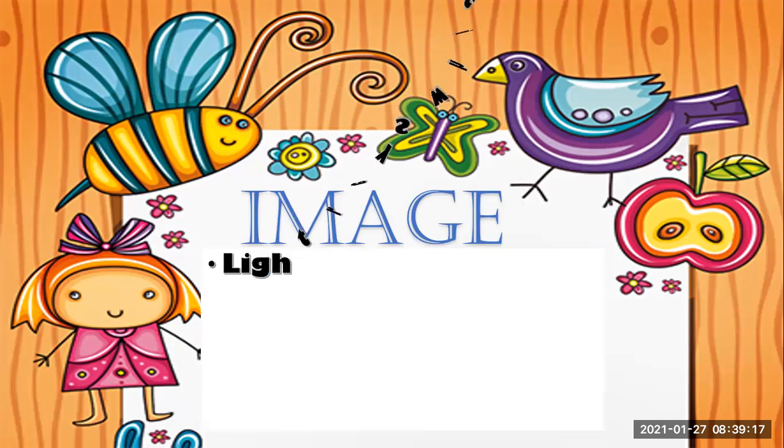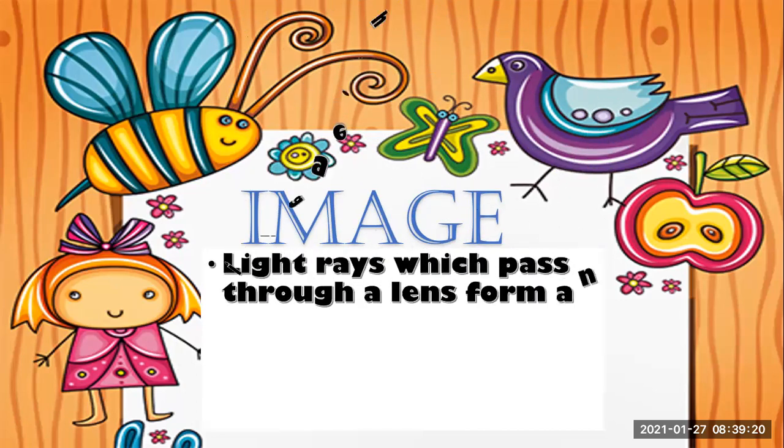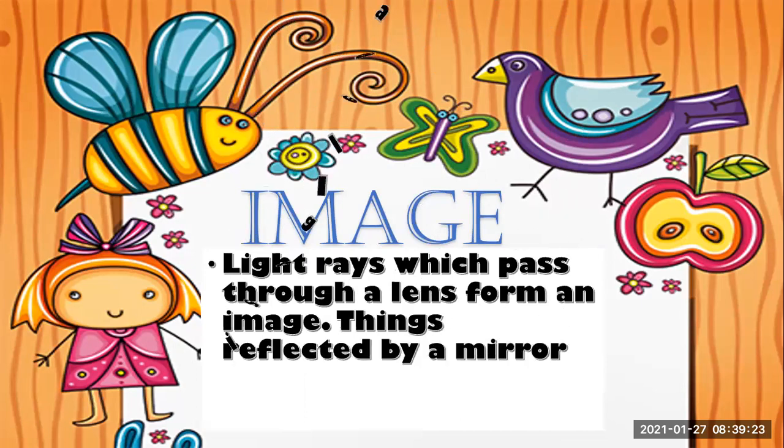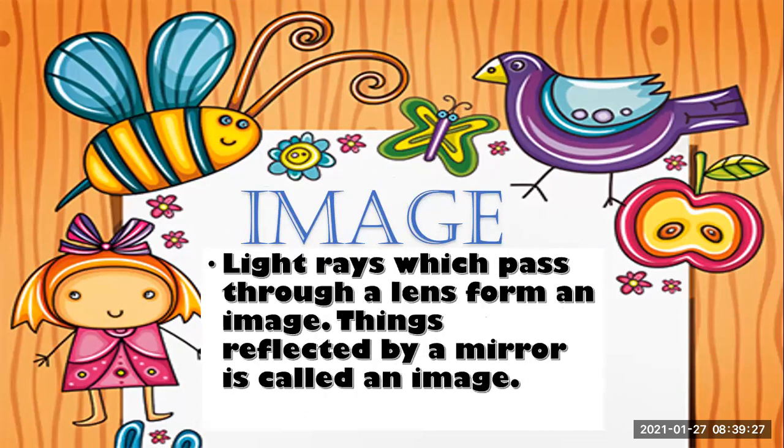What is an image? Basically, we see ourselves in front of the mirror, and that is actually our image. Light rays that pass through a lens form an image. Things reflected by a mirror are called an image. Whatever we see in the mirror, we see ourselves, we see the different things which are behind us. We can see those things as well in the mirror. What are all these things? These are all basically images if they are in the mirror. So light rays passing through a lens form an image. Things reflected by a mirror are called an image.